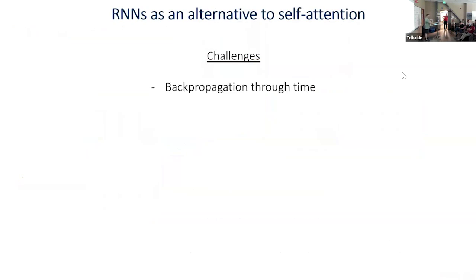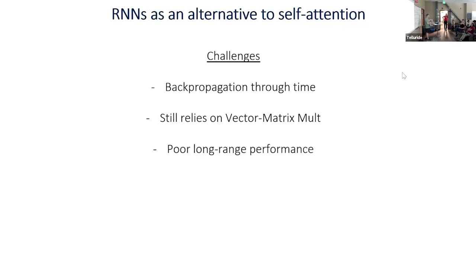Challenges of backpropagation through time. I alluded to the benefits of nonlinearity in order to train your model in parallel. It still relies on vector-matrix multiplication through time, and it also has poor long-range performance in its most naive form in order to update the hidden state.